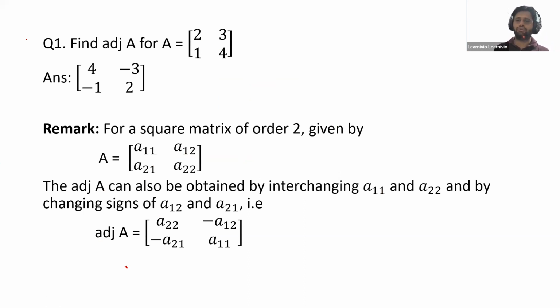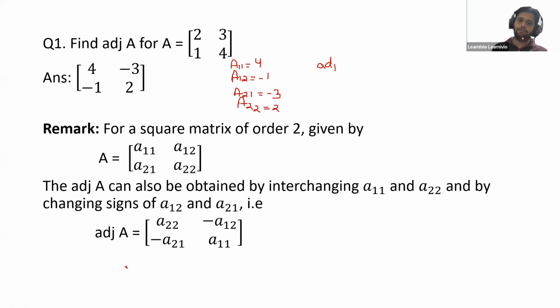Okay, Abdur, how do we find the adjoint of A? First of all, we will find the cofactors. So for these, we will first find the cofactor. A11 is equal to what? 4. A12 is equal to what? Minus 1. A21 is equal to what? Minus 3. And A22 is equal to what? 2. So we have found the cofactors.